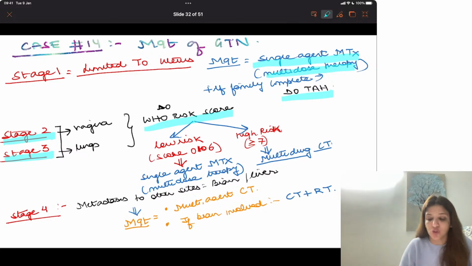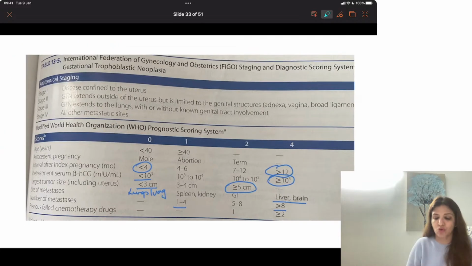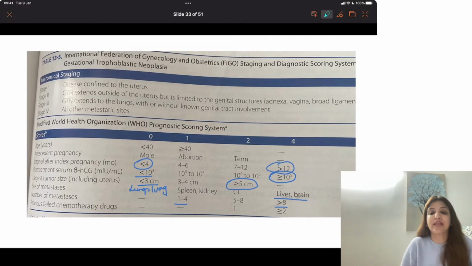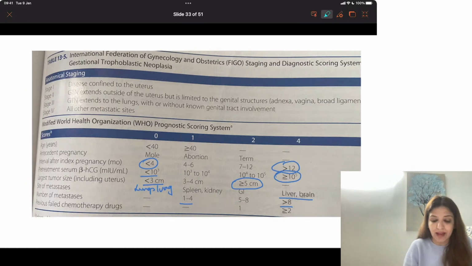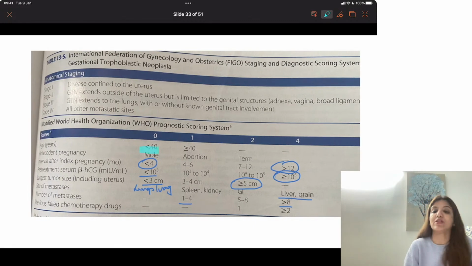So how do you calculate the WHO risk score? It is calculated based on a number of criteria. If you are a Marrow subscriber, you know that I tell you, you don't have to remember this entire table. You simply have to remember if the age of the patient is less than 40, it is low risk. More than 40, high risk. If the antecedent pregnancy is a molar pregnancy, low risk. If the antecedent pregnancy is a term pregnancy, high risk.